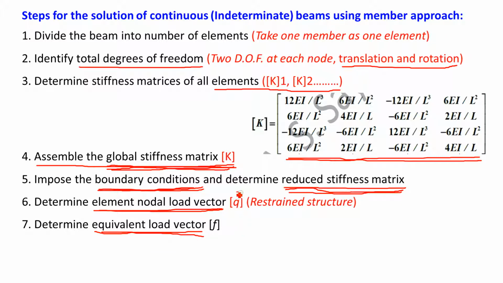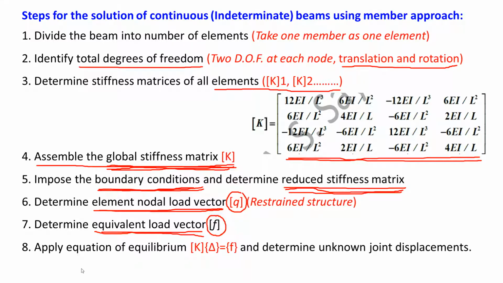Element nodal load vector is represented by small q, whereas the equivalent load vector is represented by f. And this f is equal to, as we will see in the numerical example, minus q. So if you calculate the element nodal load vector and change its sign, you will get the equivalent load vector. Of course, we will discuss this in detail in the numerical example.